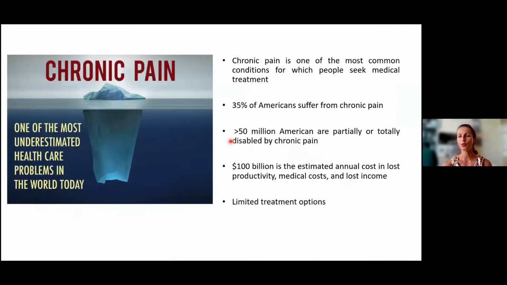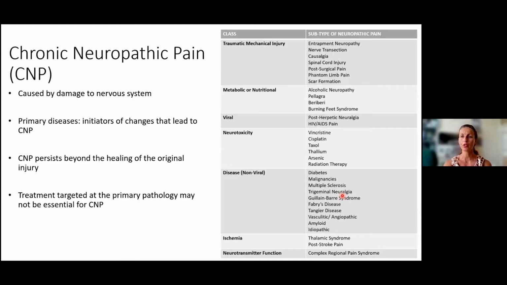The chronic pain is therefore one of the most common conditions for which people seek medical attention, and more than 50 million Americans are disabled with chronic pain. The treatment of the chronic pain, and also the loss of productivity, medical costs and loss of income are very costly for those patients and for the families. The treatment options for these patients are very limited. The pain does not respond to the regular analgesics, and therefore we have to look for alternative treatment approaches.